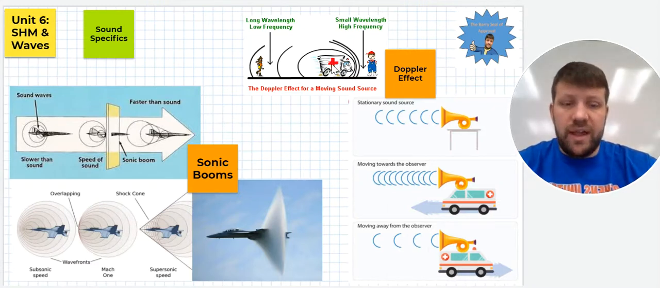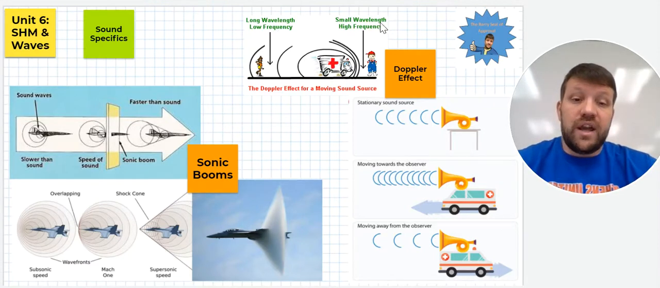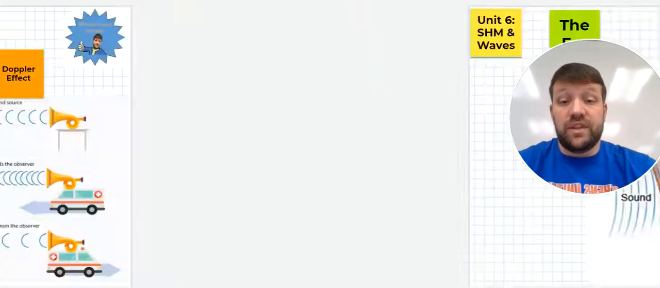And you see that up here in the ambulance as well, right? So if you're on the back side where they're more spread apart, a longer wavelength, lower frequency. On the front side, a smaller wavelength and a higher frequency.